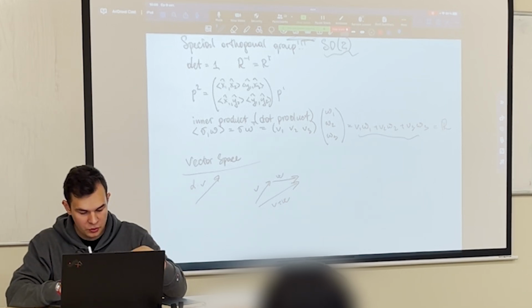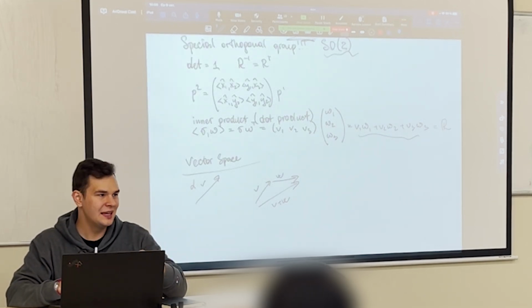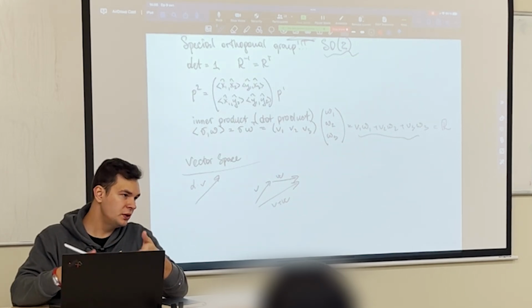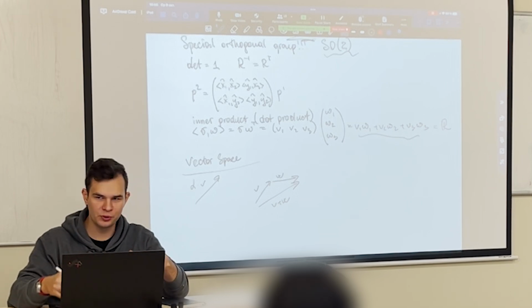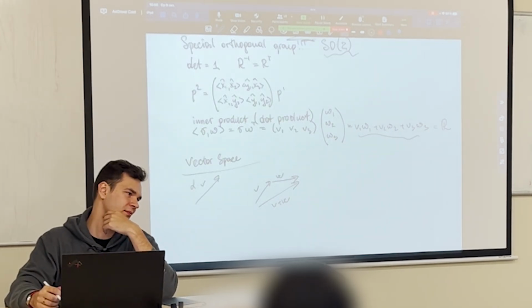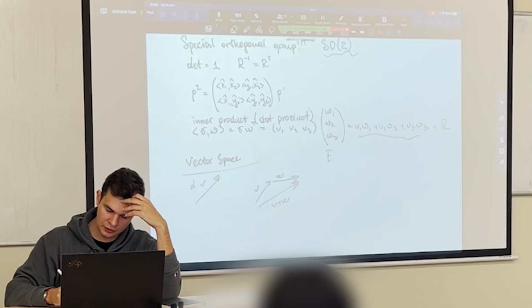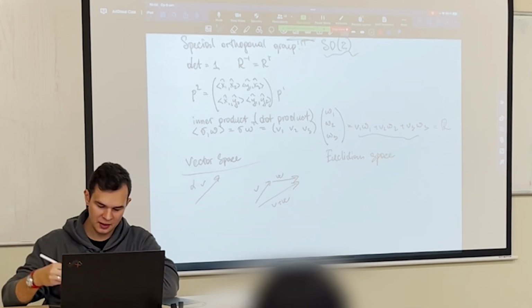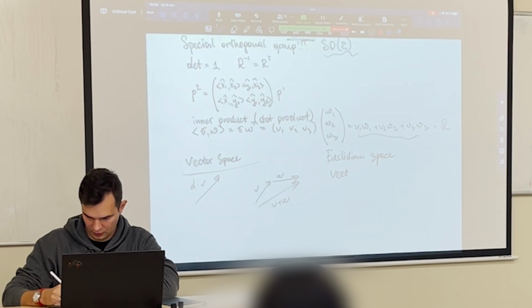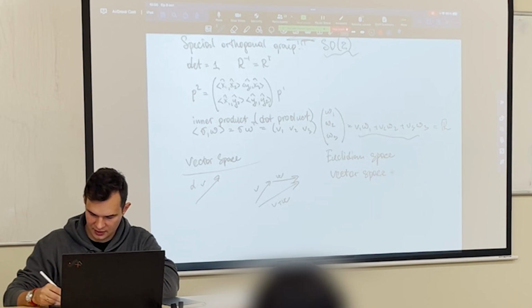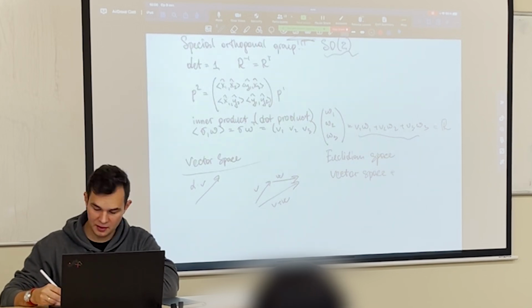But since we work not just in a vector space but in Euclidean space, it is a vector space that has the property of the inner product. So Euclidean space, like the 3D space, is a vector space plus this inner product.